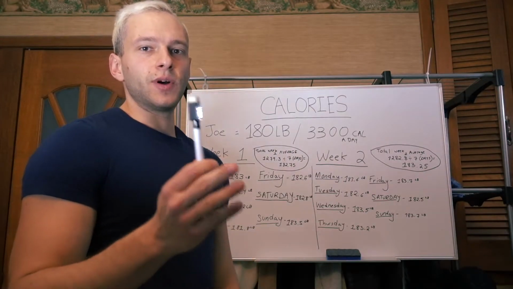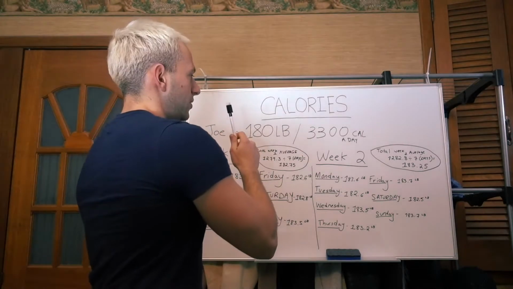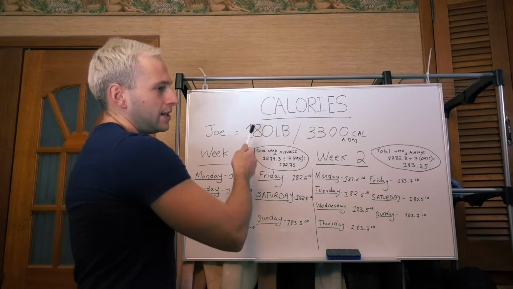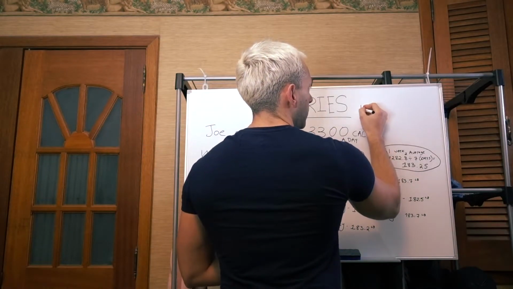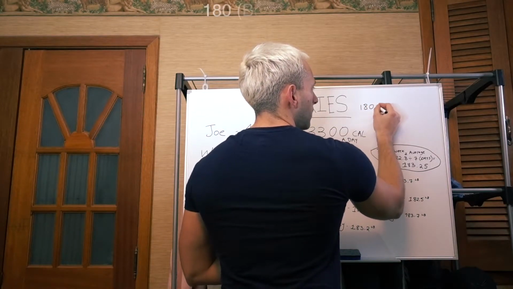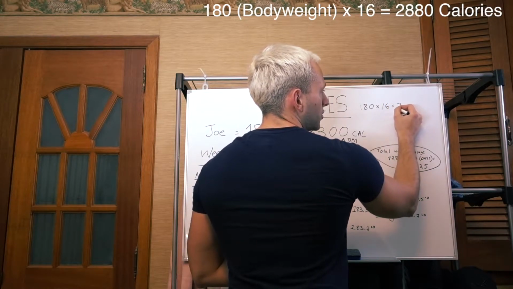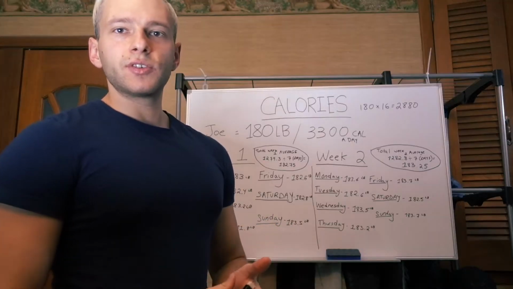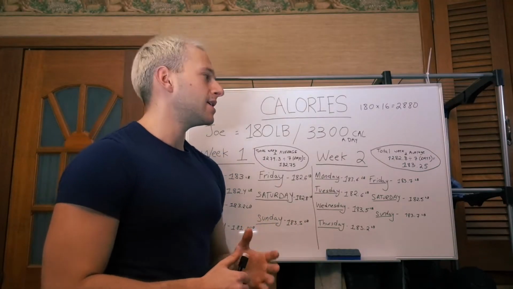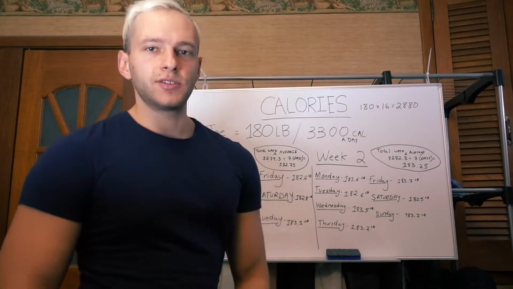So let's say Joe wants to do it the simple way and he wants to calculate his calories. So what he would do is take 180, which is body weight, right? 180 multiplied by 16, which is 2,880 calories. Joe knows that his estimated calories is 2,880.